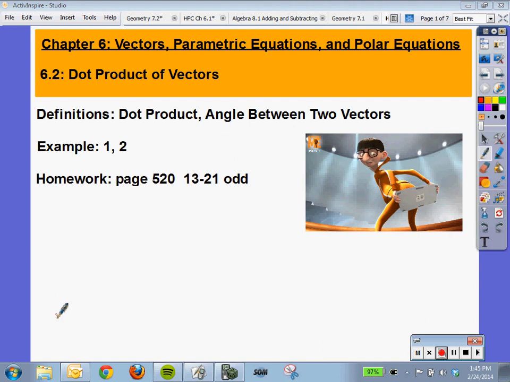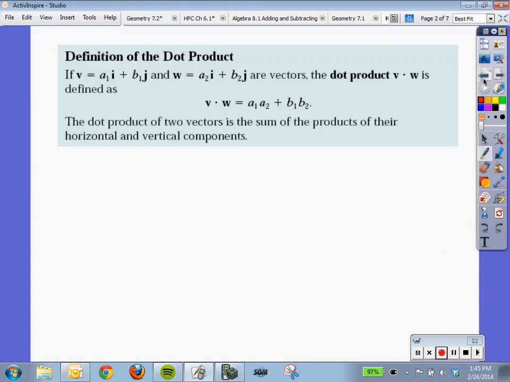Okay, so in section 6.2, we're looking at the dot product of vectors, but really we're using dot product in order to be able to find the angle between two vectors. That's really our end goal here today, is to look at two vectors and figure out what the angle is between those two vectors. So we're going to start off with just a definition for dot product, which is shown here. Once again, don't let this throw you off too much.